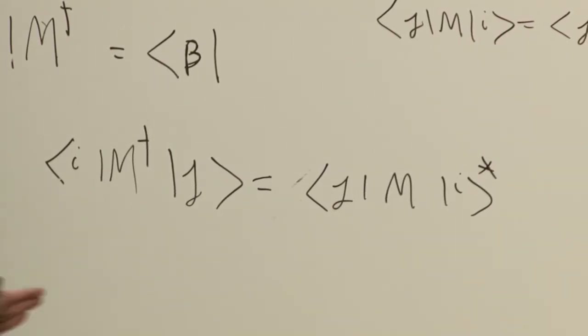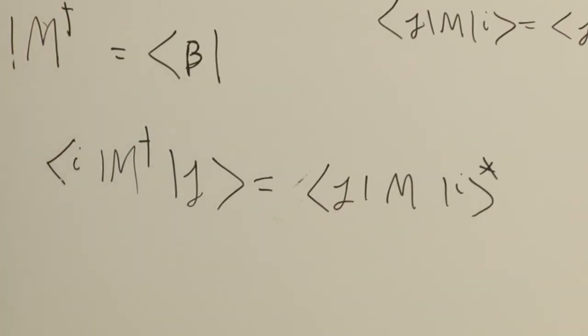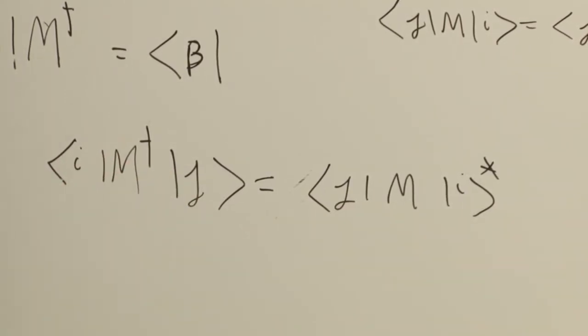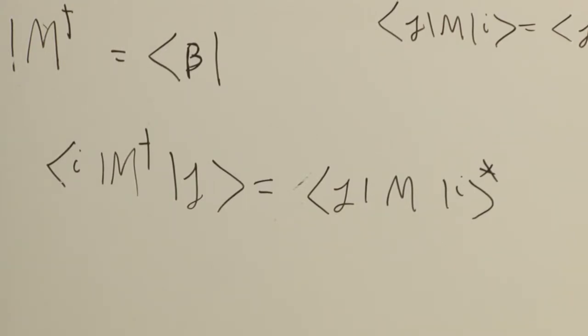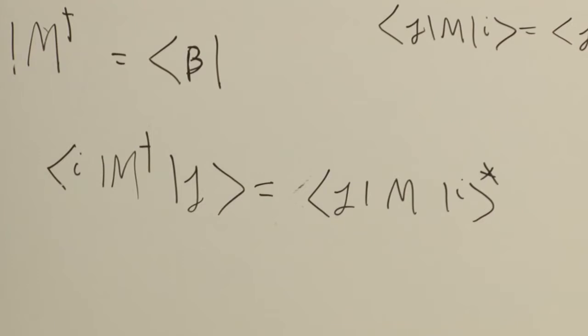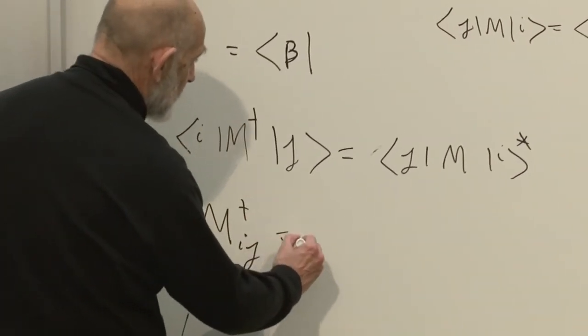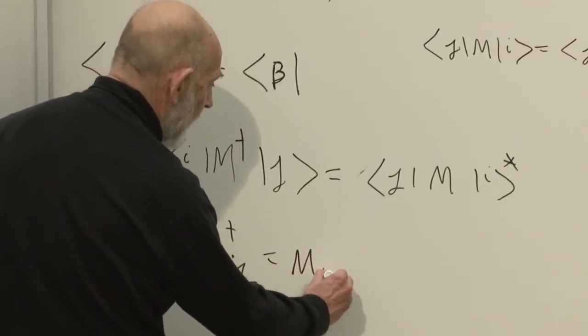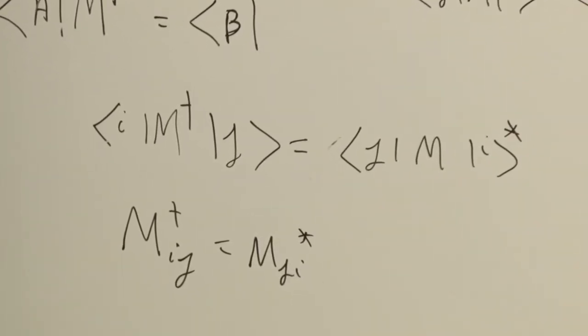So if I know the matrix elements of M, what do I do to get the matrix elements of M dagger? It's very simple. You complex conjugate, but that's not quite enough. You complex conjugate and you interchange I's and J's. Another way to write it is that M dagger ij is equal to Mji star. So now we know a lot.